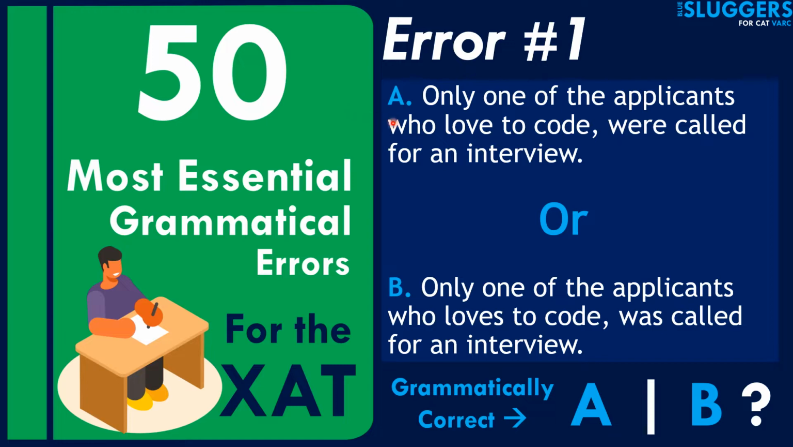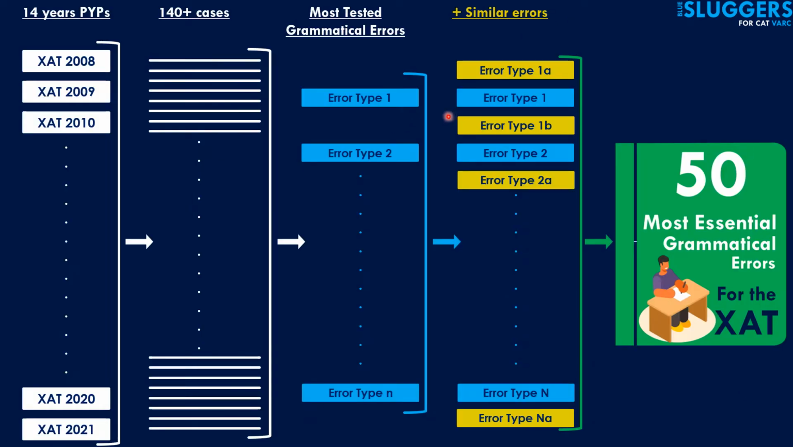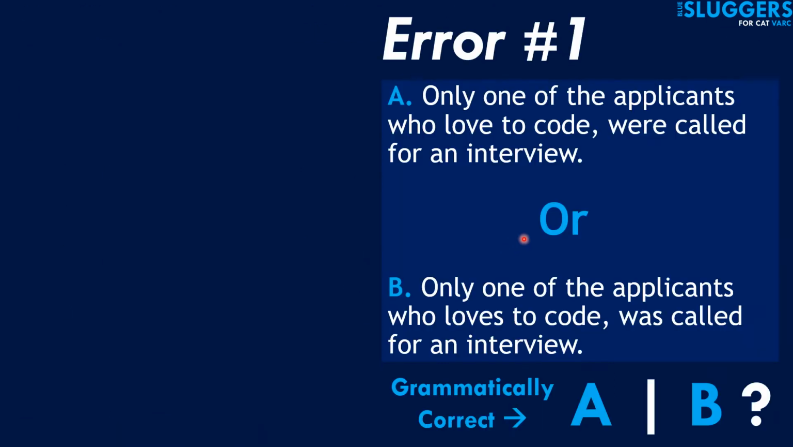Okay. Before that, very quickly, see guys, this is not a random list of the 50 most essential grammatical errors that we have created. There's a certain process that went behind it. For those of you who want to understand what the process was, I've created a different video where I explain that in detail, and you can check that video out by clicking on the cue card here on the top. Okay, all right, so now let's get into the first error type.